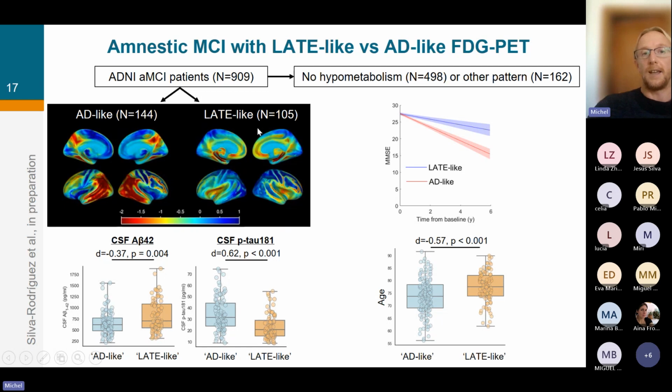So these LATE-like amnestic MCI patients have much less abnormal AD biomarkers, suggesting that they have other pathologies underlying their clinical syndrome, in this case probably TDP43, and they show a more protracted disease course, and they show considerably higher age compared to the AD-like cases.